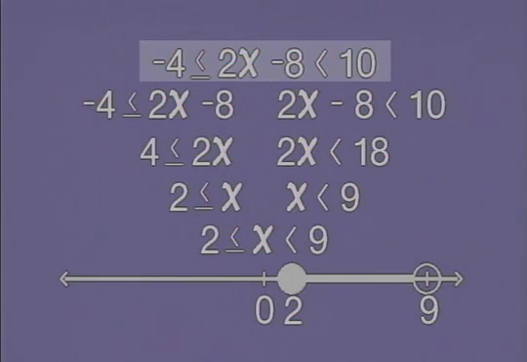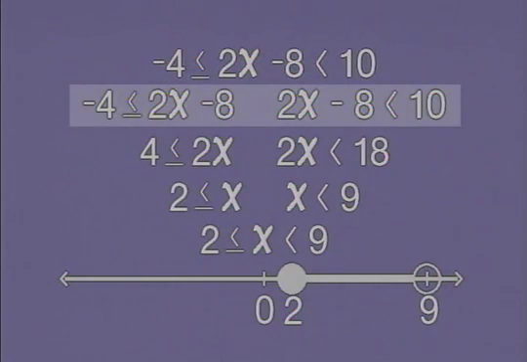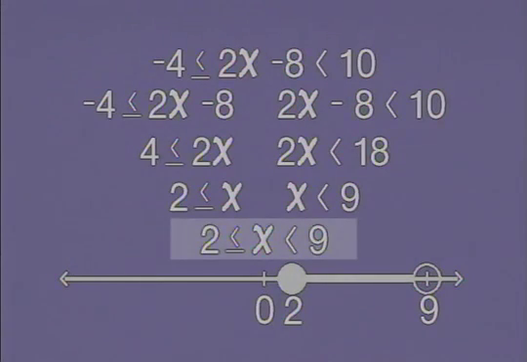Again, we treat the 2x minus 8 as being part of two different inequalities, and independently of each other, we go ahead and solve. We solve -4 is less than or equal to 2x minus 8. We solve 2x minus 8 is less than 10. The solution is no different than anything we've done before, although you'll notice on the left-hand side we wind up with the x on the right. That is, our solution is 2 is less than or equal to x. The other solution is x is less than 9.